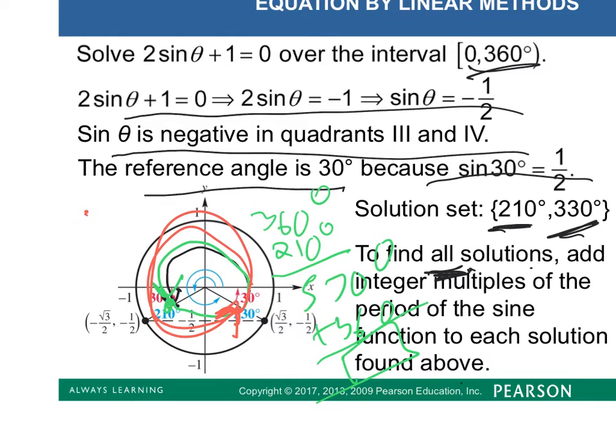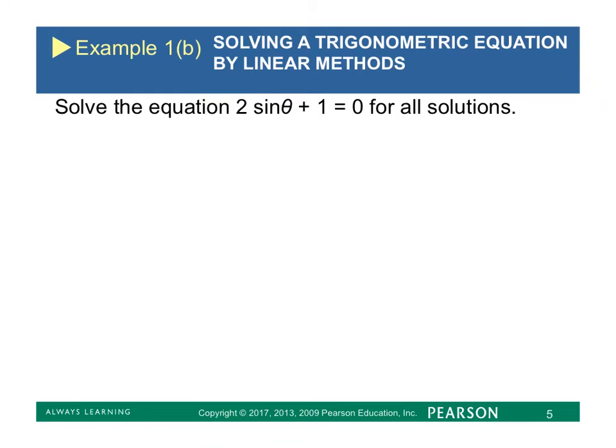What did I say the answer was? 360 plus 300, 660, plus another 360. That would be 1020. So you have a whole lot of answers if we wanted all solutions. But there might be a better way of saying those answers.